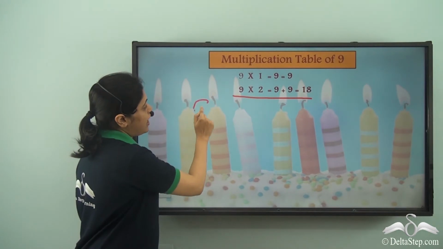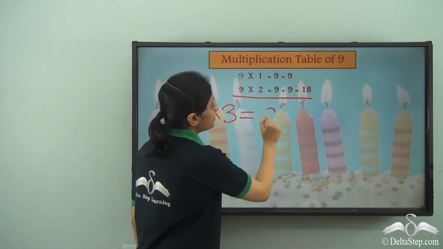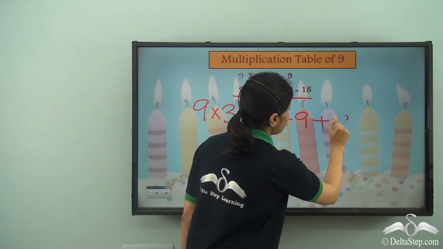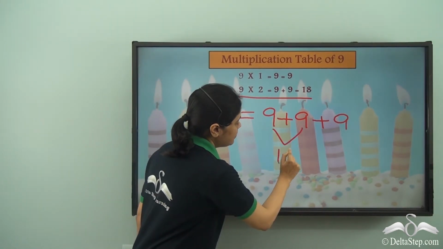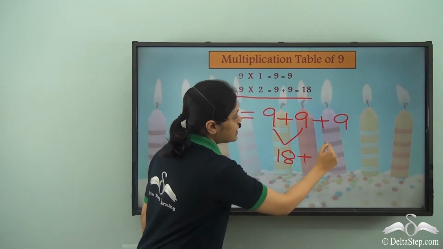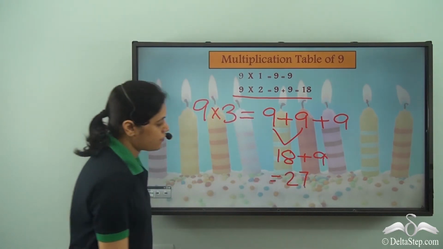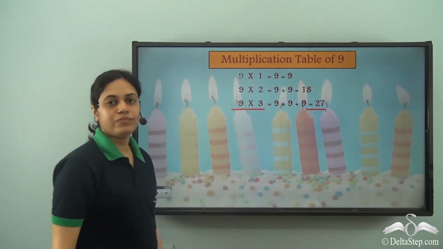Next I have 9 into 3, which is 9 added 3 times. 9 plus 9 plus 9. Now what is 9 plus 9? 18. And what is 18 plus 9? 27. So 9 into 3 is 27.